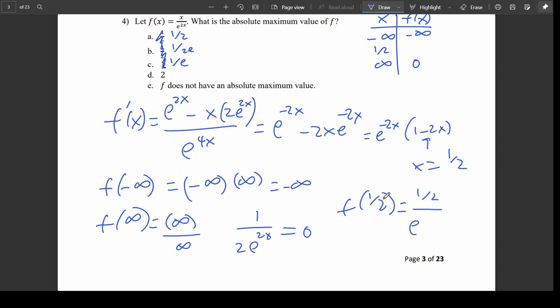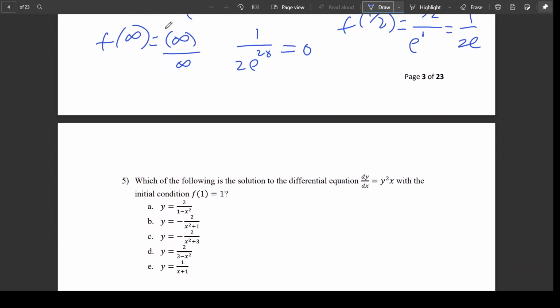So anyways, as we're doing f of 1/2, it is 1/2 over e to the 1/2 times 2, which is 1. So it's e. This is equal to 1 over 2e. Right, so that's 1 over 2e. I want to find the maximum value of f, so the biggest out of these. This is negative, this is 0, this is positive, so it's obviously going to be this one. So we're going to go with 1 over 2e, which is b. Okay? Let's go down to question 5.